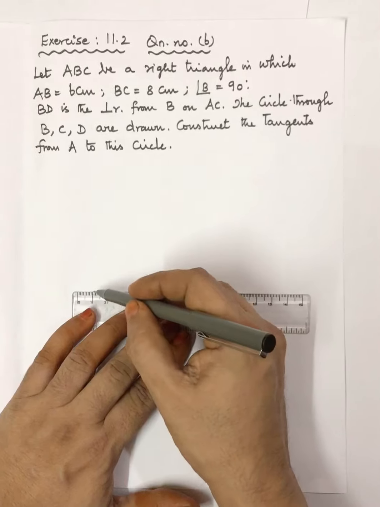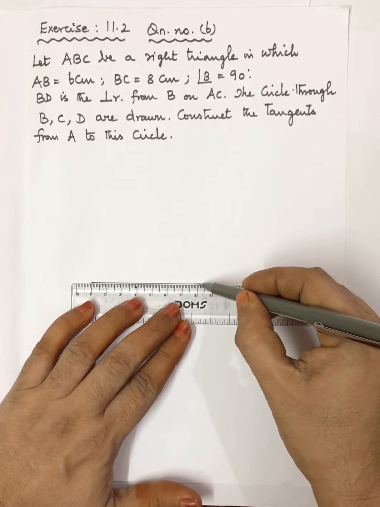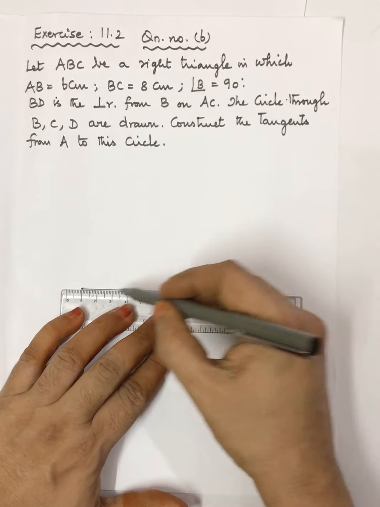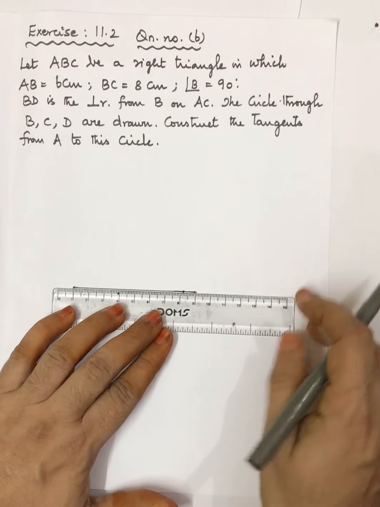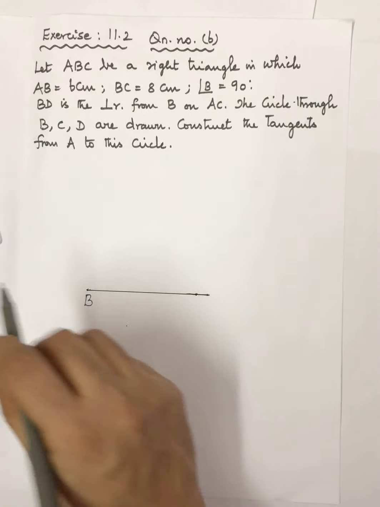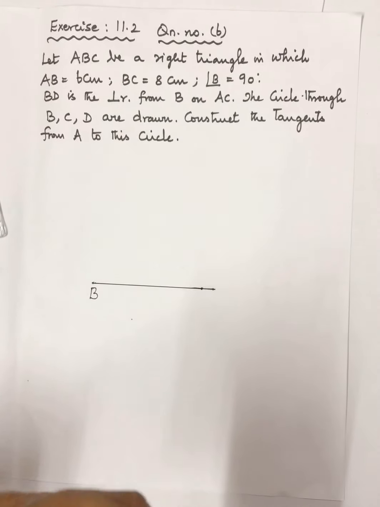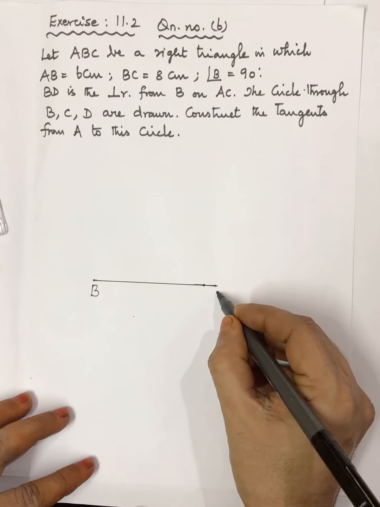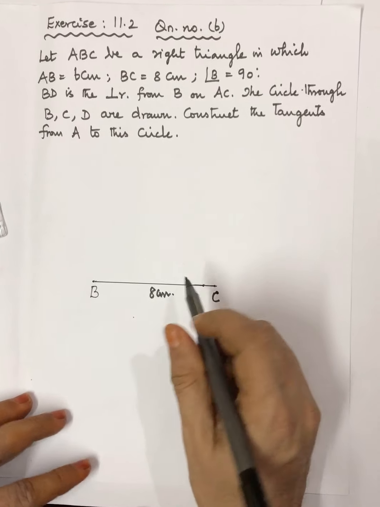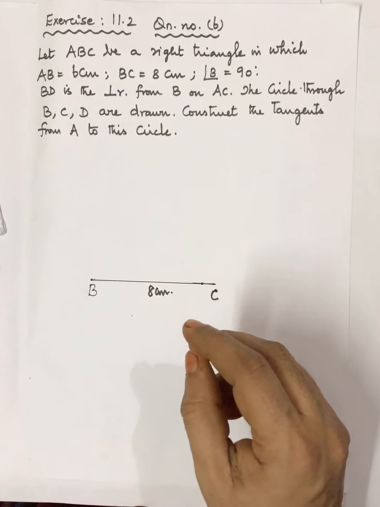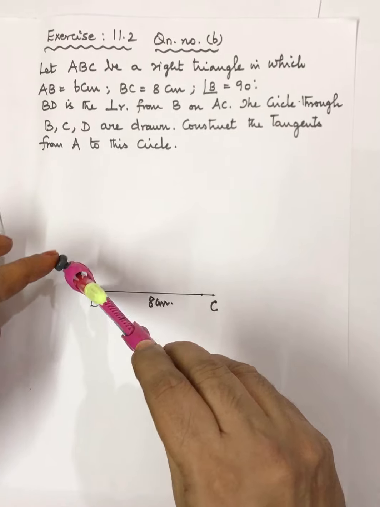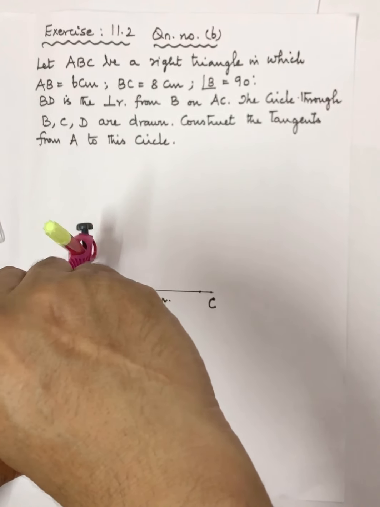So, first I am taking the base as 8 centimeter. Measure, name it as B, name it as C. This measures 8 centimeter. Then at B, construct 90 degree because it is a right triangle.